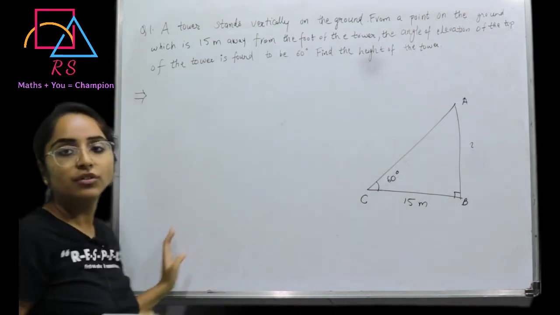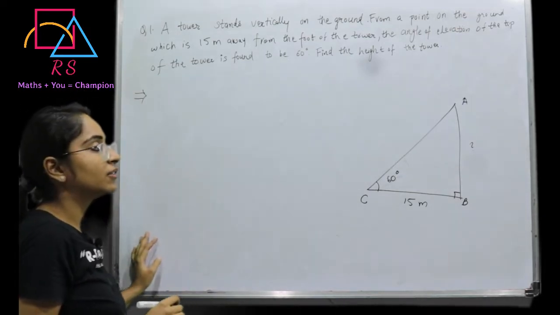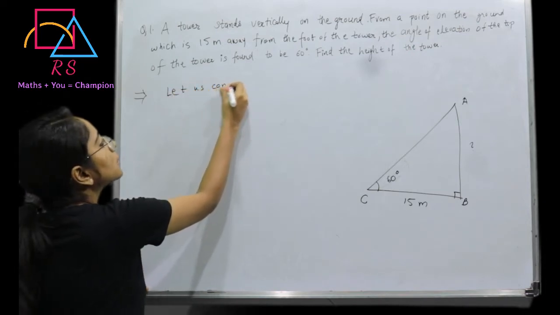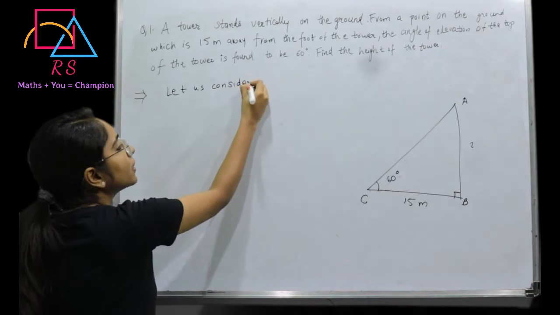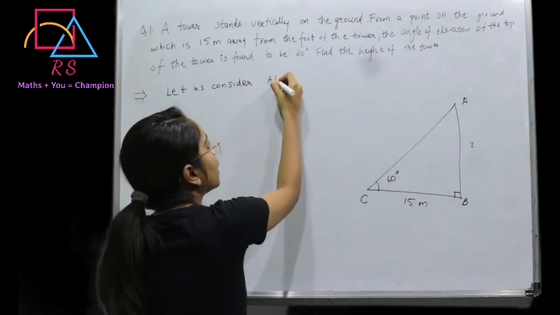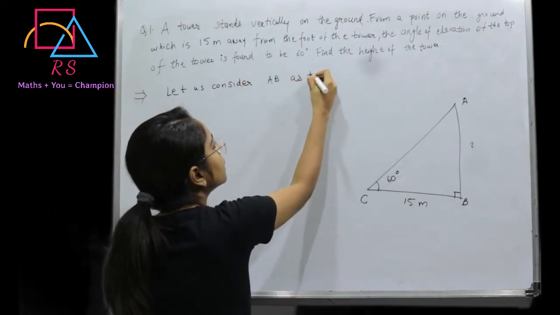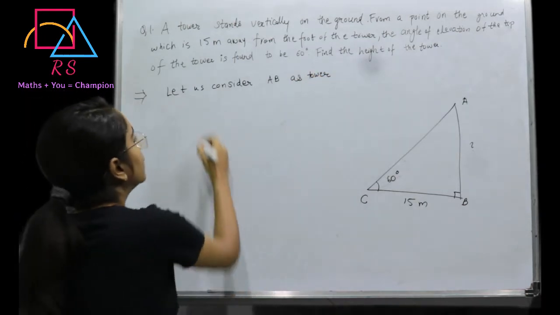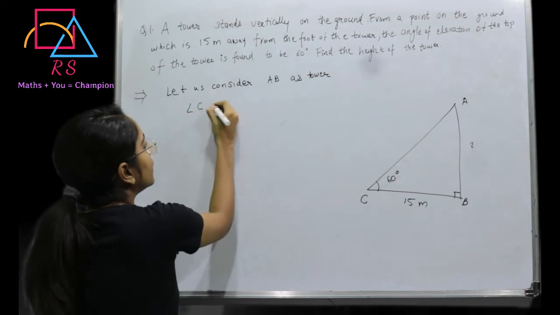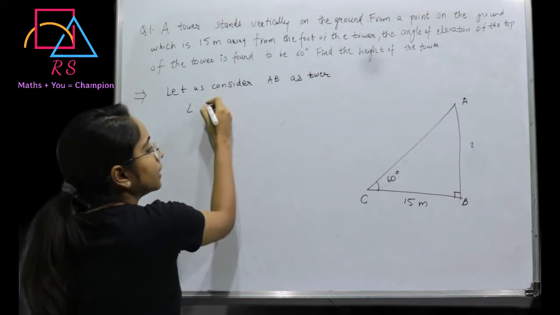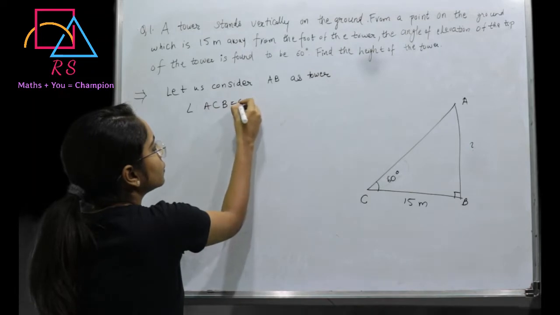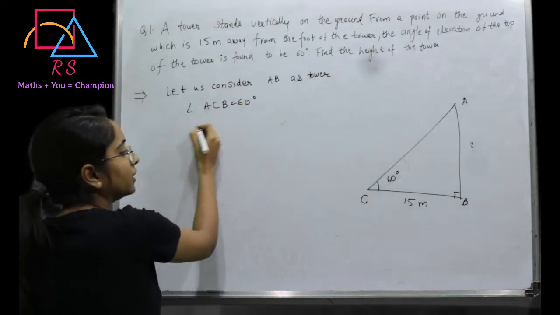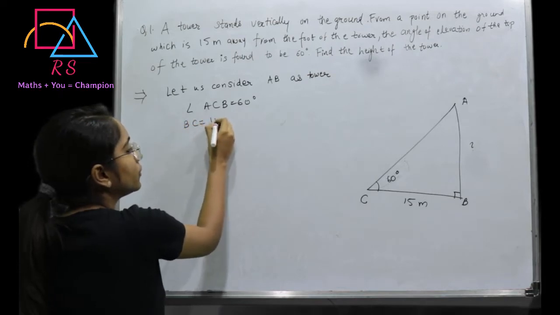So here first of all we will write the given part. Let us consider AB as the tower, and angle ACB is equal to 60 degrees, which is the given part, and BC equals 15 meters.